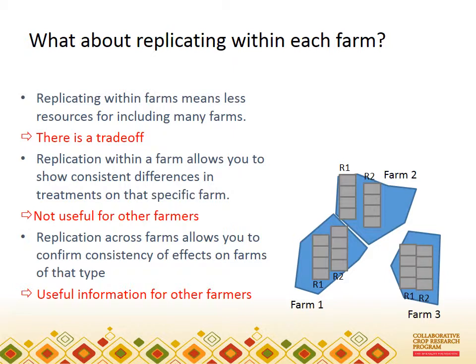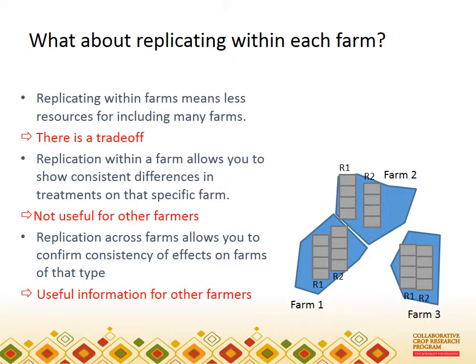Replicating within farms means that there will be fewer resources for including many farms in the study. Yet it is variation between farms that's going to be most important. Replicating within a farm means you know whether there are consistent effects of treatments within that farm. But that's not interesting to any other farmers.